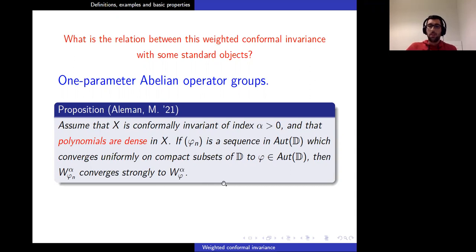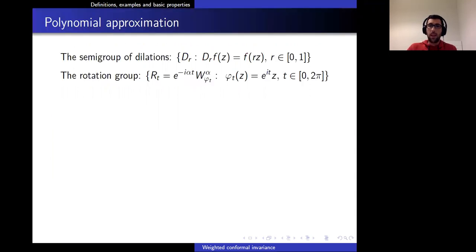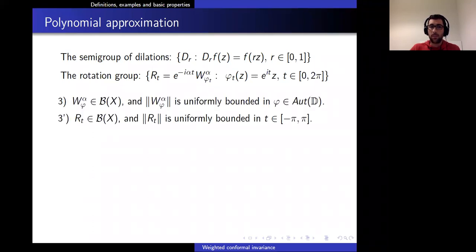The polynomial approximation is a basic topic regarding Banach spaces of analytic functions in the unit disk, and usually is closely related with the semigroup of dilations. We will also see the relation between this concept and the group of rotations. In this part, we will relax our property 3. Instead of considering all these weighted composition operators W alpha phi, we will only consider in our property 3 prime these rotation operators. With this, we can prove the following.